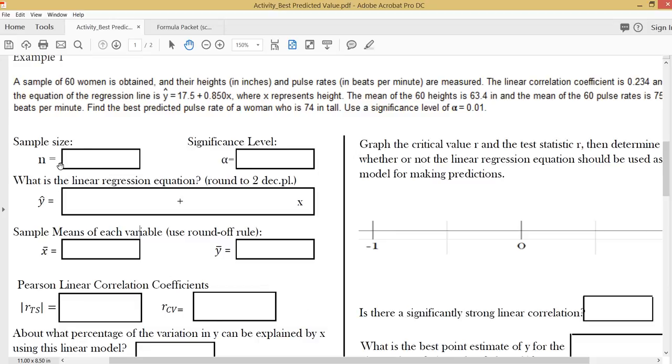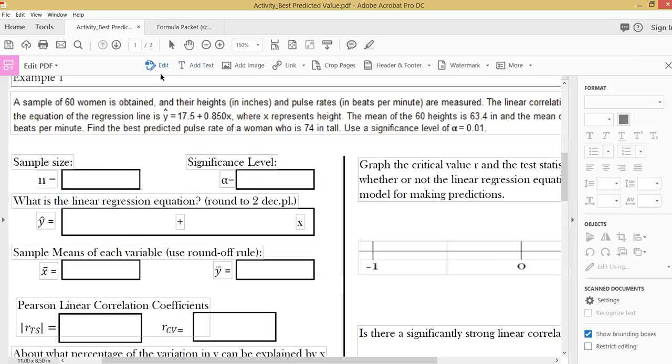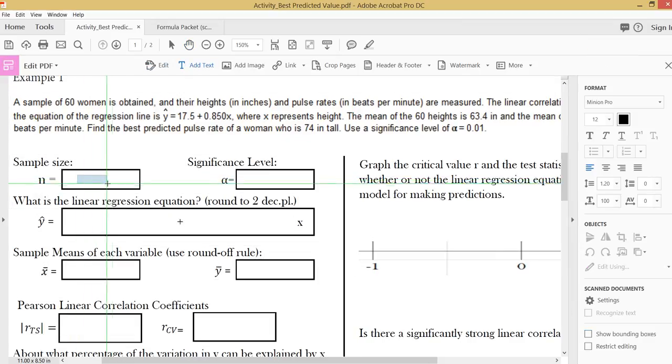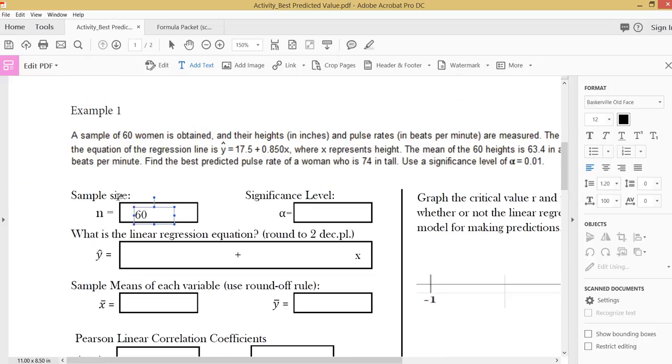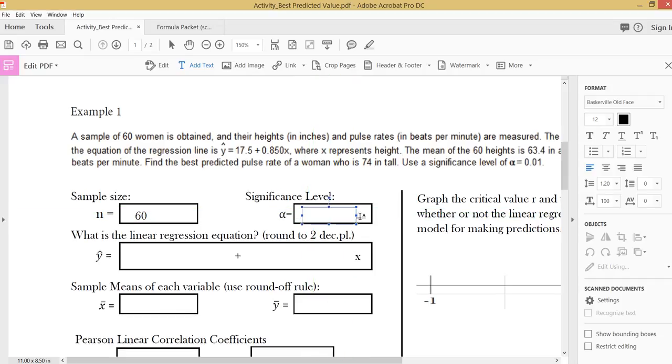Alright, so as we read through this, we can start to sort things out. I guess the easiest thing to sort out is that the sample size is 60, right? Pretty straightforward. Also, the alpha, which is our significance level, is 0.01. That's just a given.